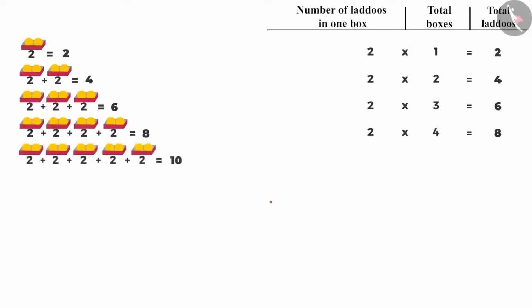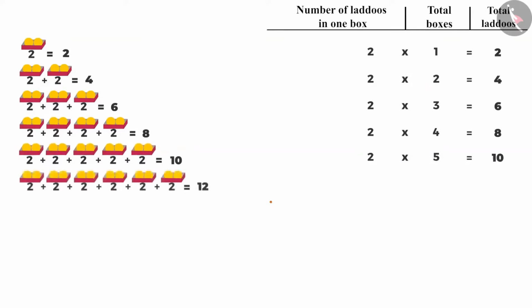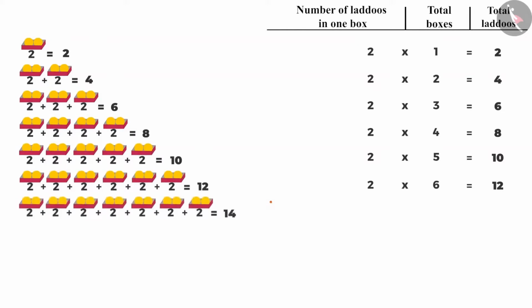Then to find the laddus in 5 boxes, we will multiply 2 by 5. Here number of laddus is 2 and number of boxes is 5. Then we can find that there will be 10 laddus in 5 boxes. Number of laddus in 6 boxes will be 2 multiplied by 6, that is 12. Number of laddus in 7 boxes will be 2 multiplied by 7, that is 14.